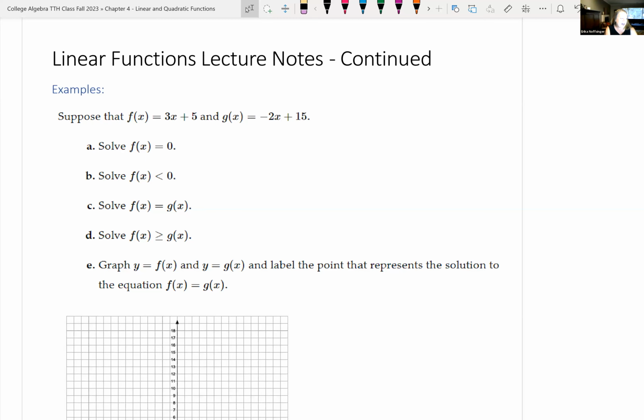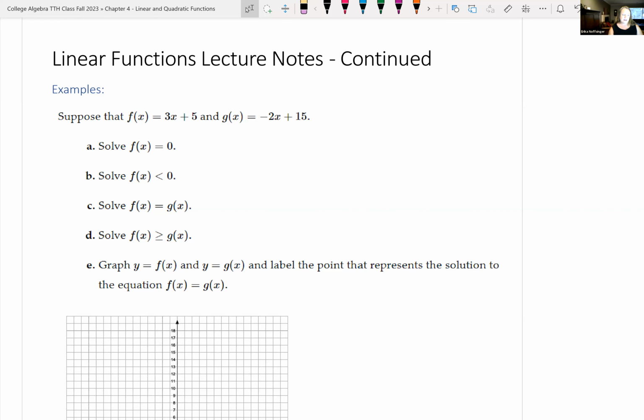So we're looking at linear functions. We've talked about the form of a linear function, slope-intercept form. If the slope is positive, we know the line is increasing. If the slope is negative, it's decreasing. If it's equal to 0, we have a horizontal line.